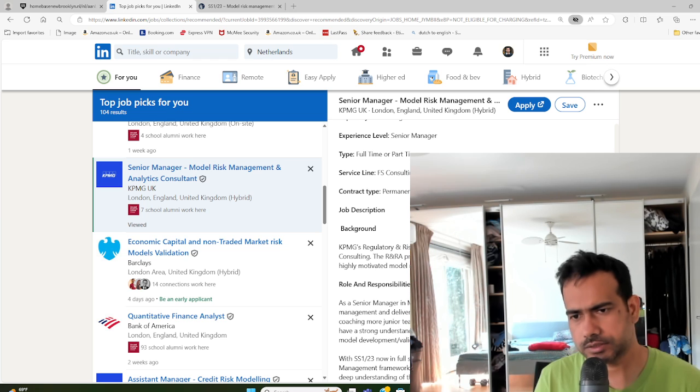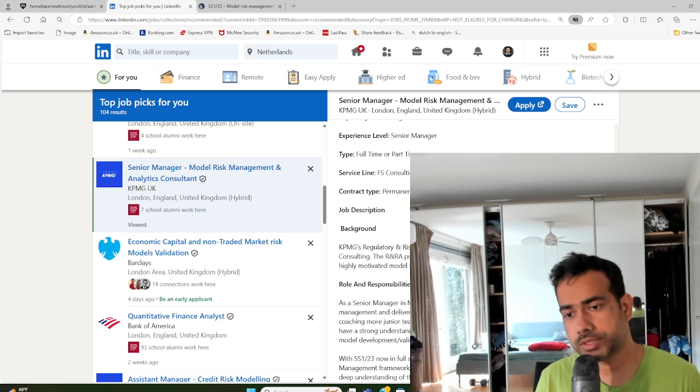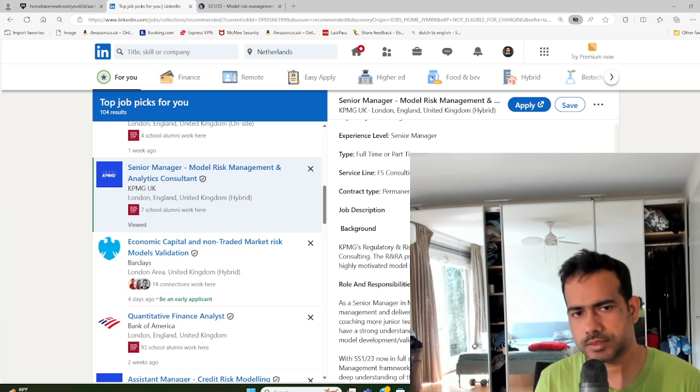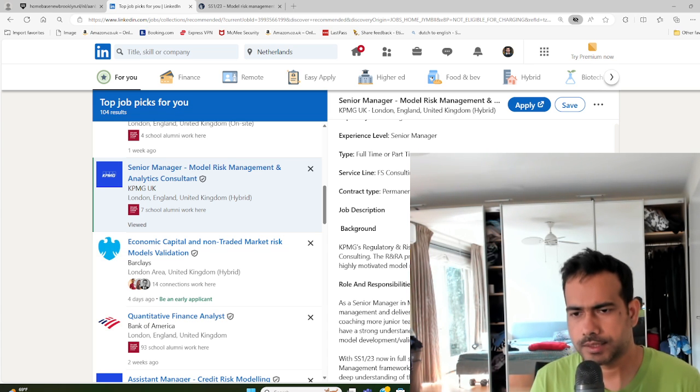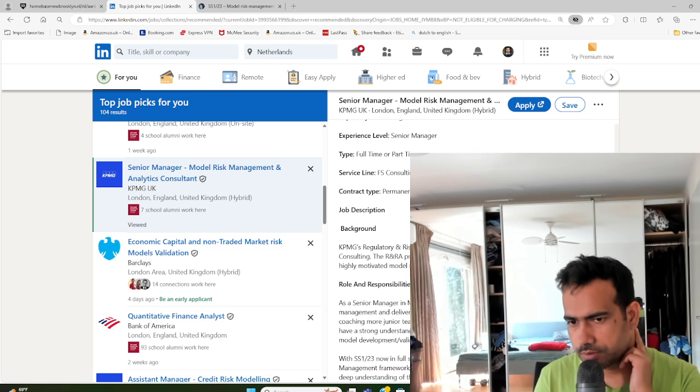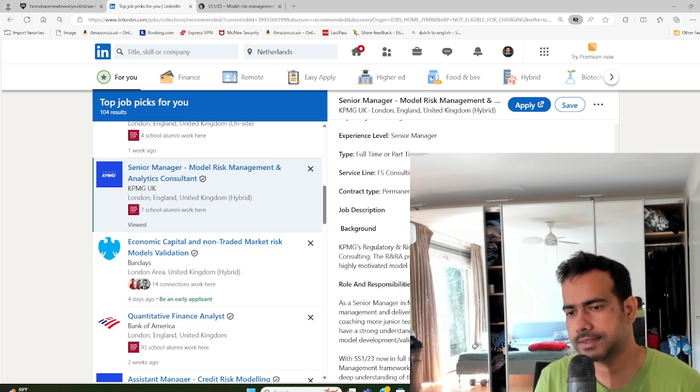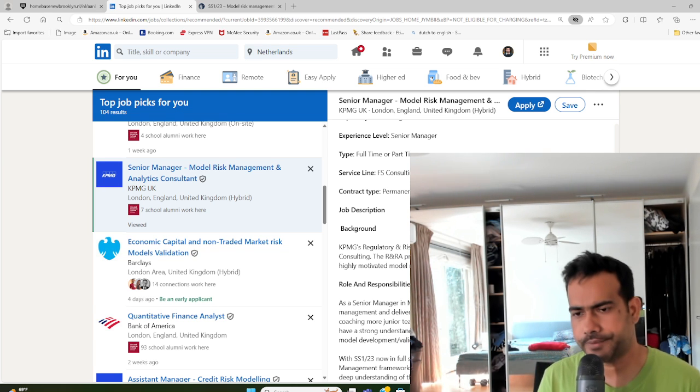Now, in their London team, they want senior managers in the model risk management department, right? And this is for the UK. But the KPMG UK team also works for banks outside of the UK. I've seen KPMG folks in their office in London. They work for European banks, banks from the Middle East, banks from other parts of the world as well. Having said that, a chunk of the work is from the banks located in London or elsewhere in the UK.